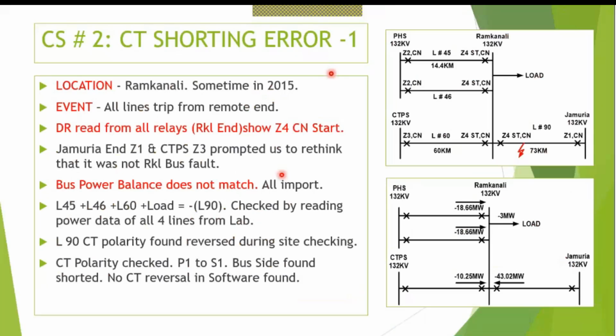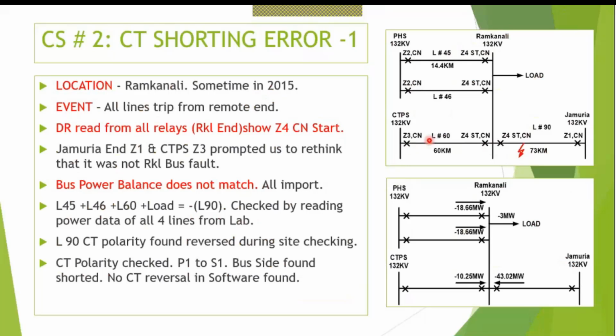This is a CT sorting error. I was talking about the CT error, CT star point not towards line. In this particular case, there was a fault in this line. In this bus, all zone 4 starts were taking place, but no zone 1 trip over here. No zone 1 start, zone 1 trip. All the 4 relays were taking zone 4 start, and all tripping occurred from remote zone.